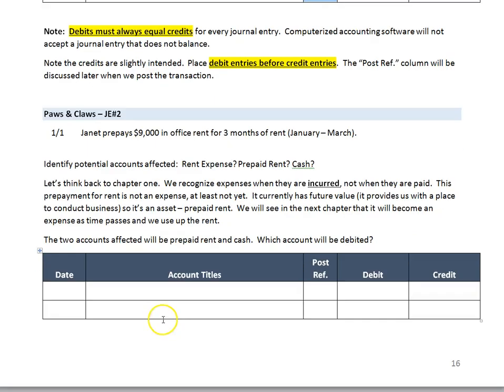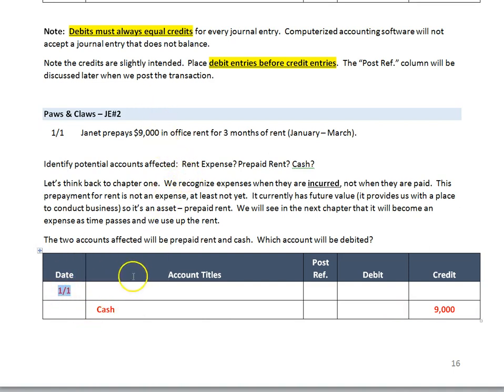Alright, let's move on to the second one. Janet prepays $9,000 in office rent for 3 months of rent that will cover January through March. So what accounts are going to be affected here? Well, we're definitely paying $9,000 out. So cash is going to be paid out. Anytime cash is paid out, we need to credit the cash account. So we can credit cash for the $9,000 that we're paying out. Go ahead and put a date on there if we wish.